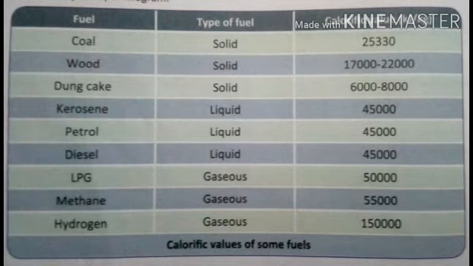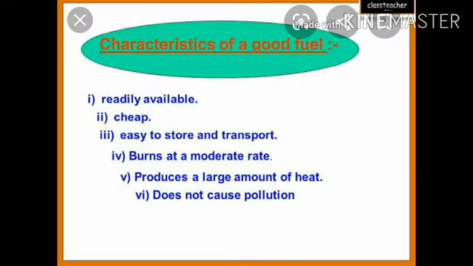As you can see, at the top the lowest calorific value is of coal, whereas the highest calorific value is of hydrogen. Petrol has a calorific value of 45,000, whereas the LPG which you use at your home is more than petrol. This is 50,000. So according to the calorific value in this table, we categorize the fuels from top to bottom. Now this is the last topic of this chapter, that is characteristics of a good fuel.